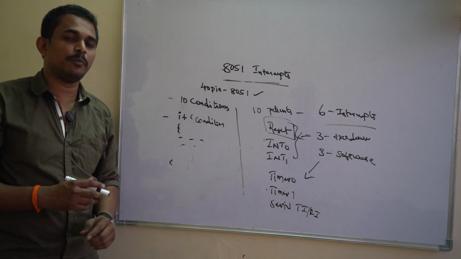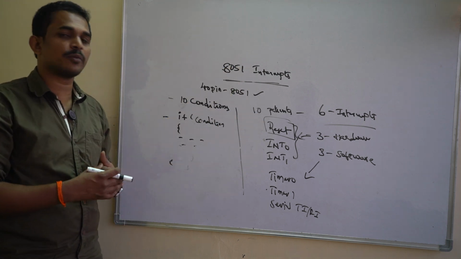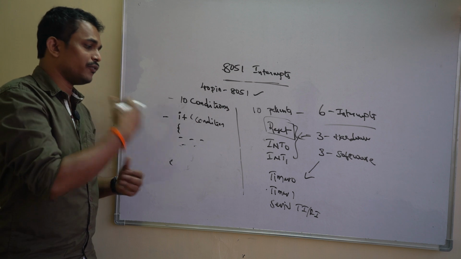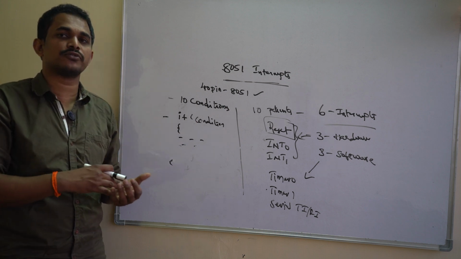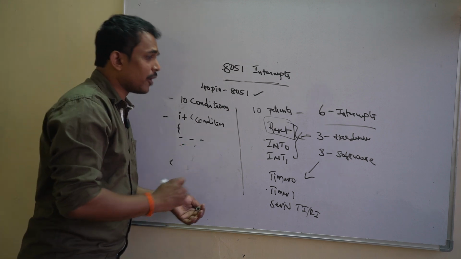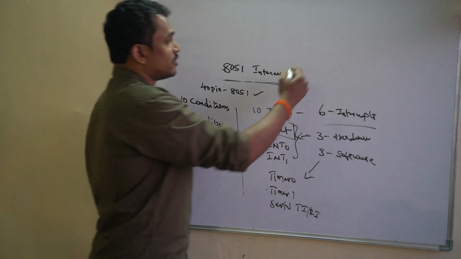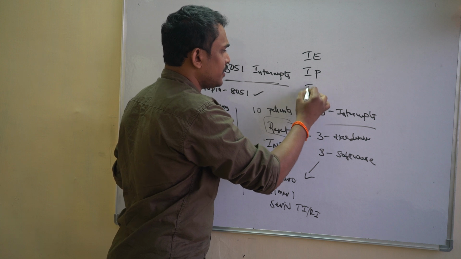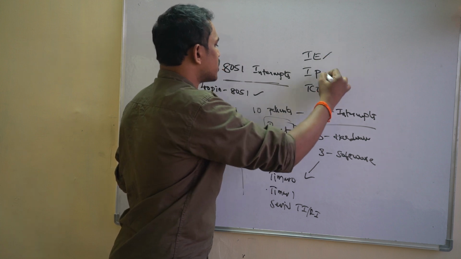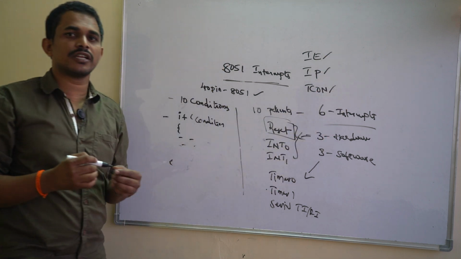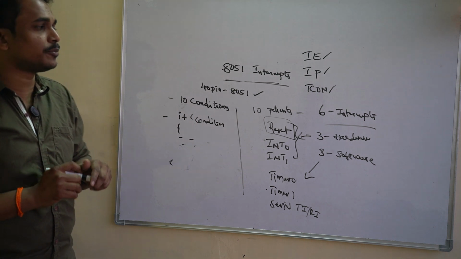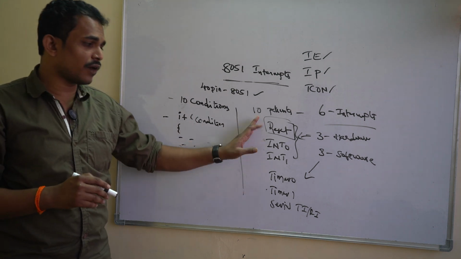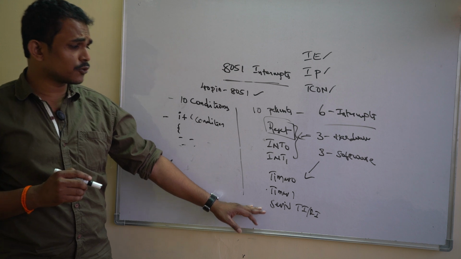How can you use these 5 interrupts of the 8051 for programming purposes? You have to depend on the programmable registers IE, IP and TCON. These are the 3 SFR registers which are used to program the interrupt concept, and these are the 5 interrupt resources for you.